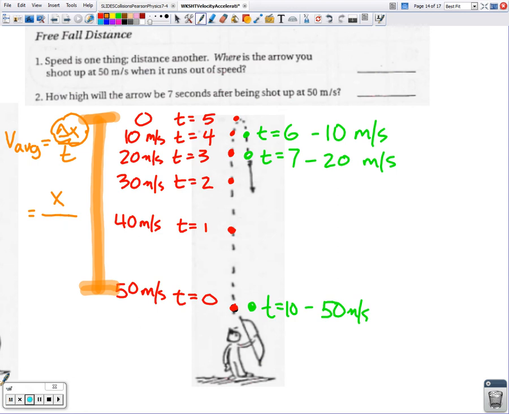Time-wise, how long did we say it took to get from the bottom to the top? 5 seconds. So we can plug in 5 right here. The average velocity for this trip starts at 50, ends at 0. So the average is 25. Solve this equation. We're talking about the whole trip. If we solve this equation for x, 125 meters.